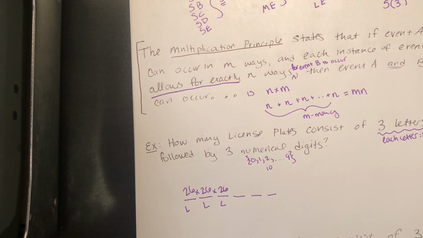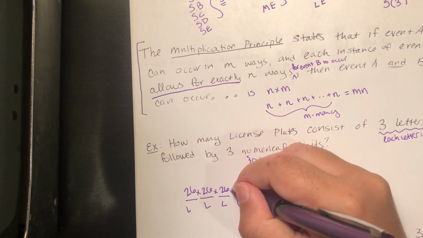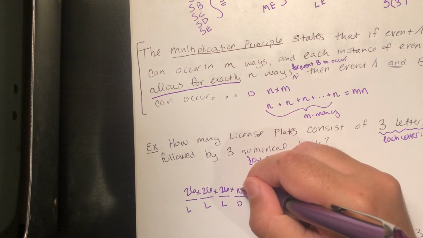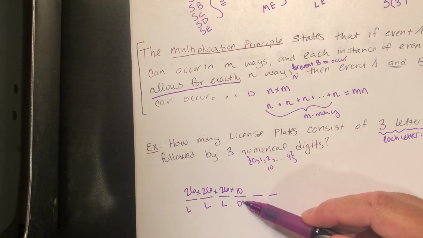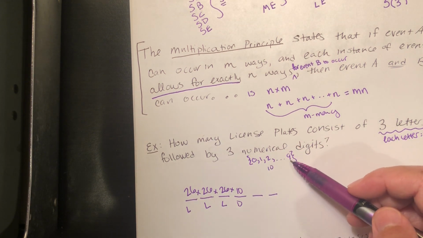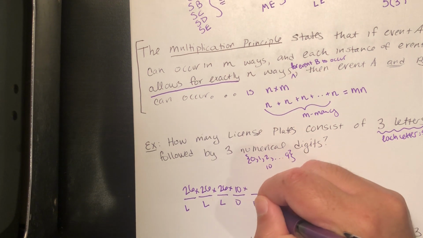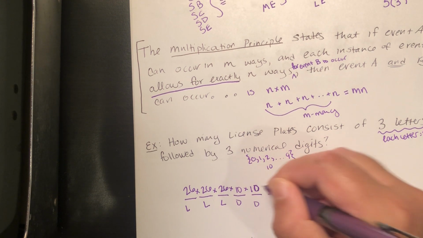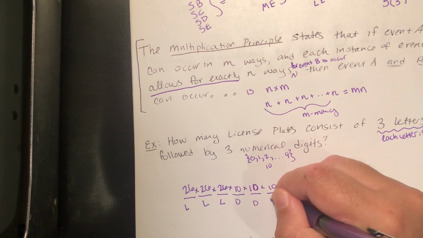Okay, now having chosen our first 3 letters, there's 26 times 26 times 26 ways of doing so. We now have to choose a numerical digit. I'm going to use D for digit here. Each one of these choices is going to allow for 10 different ways of choosing our next choice here, right? Because we can choose anything from 0 to 9. Similarly, we have 10 choices for the next digit and 10 for the last.